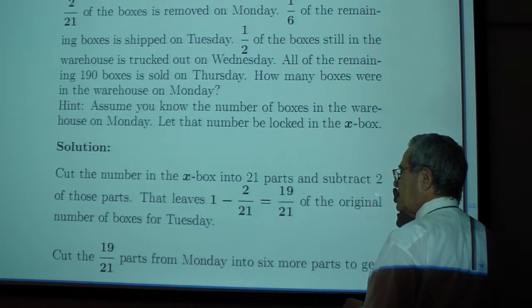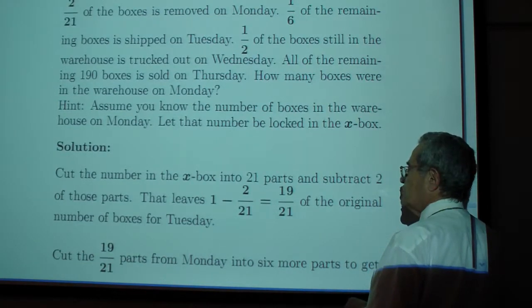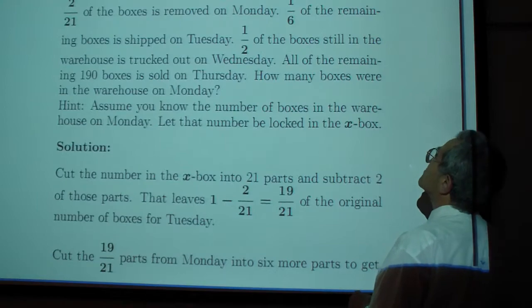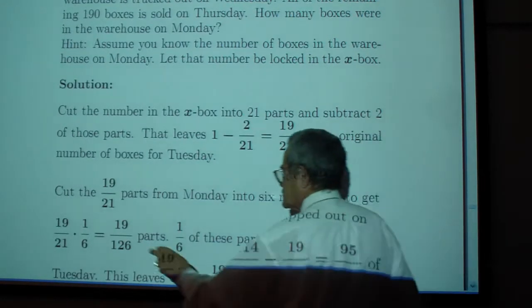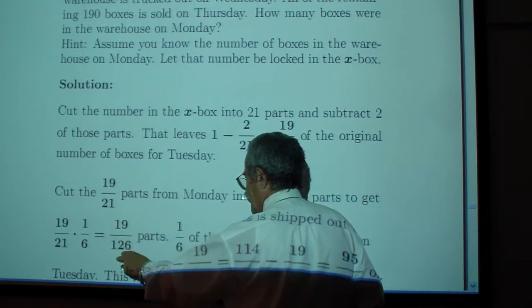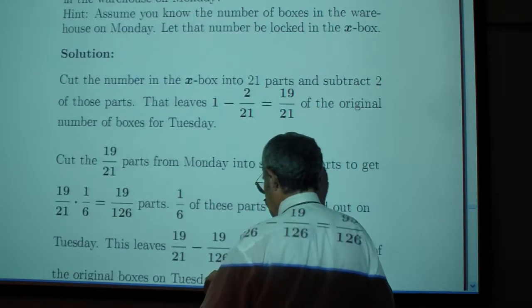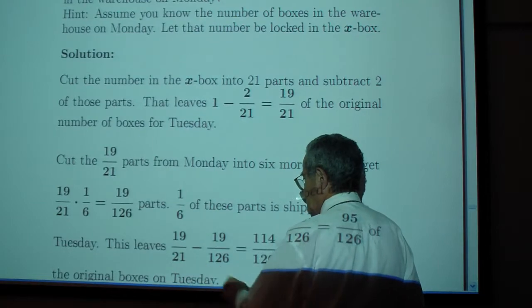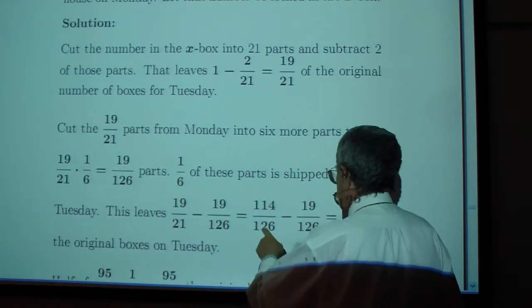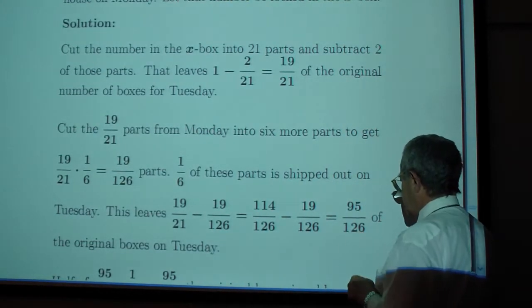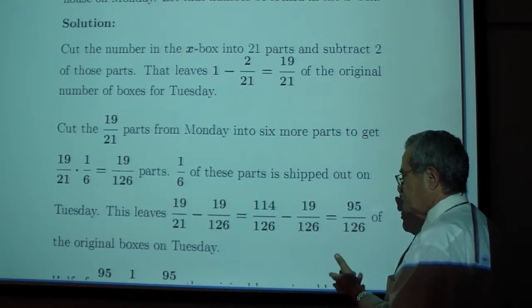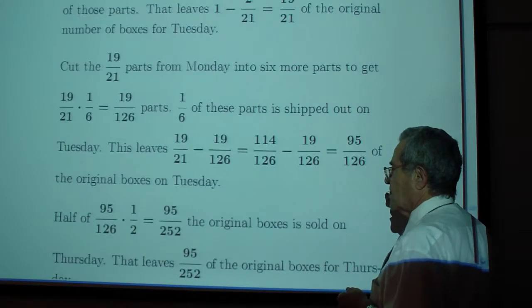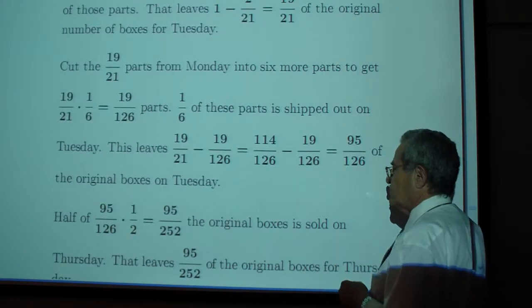On Tuesday, you do what? You take away 1/6. So 1/6 of 19/21 is 19/126. You take that away from your original 19/21. You need the same denominator. You're left with 95/126 X boxes. Half of that goes out on Wednesday.